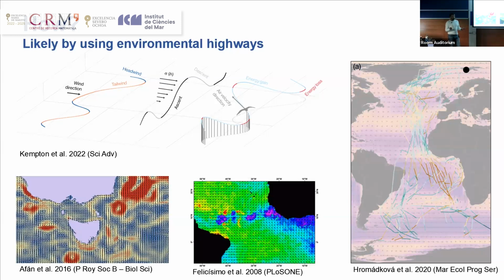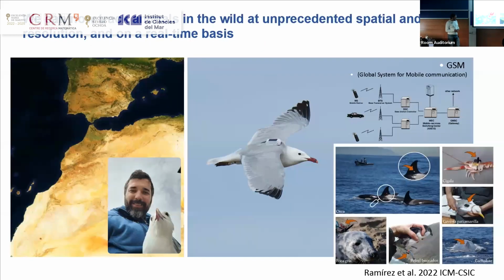And this is quite easy to understand conceptually, but it's very, very challenging to demonstrate empirically. And again, here, seabirds can emerge also as an ideal model species to investigate these kinds of issues. And this is because we can now track these animals in the wild at an unprecedented spatial and temporal resolution, and very often on a near real-time basis, like the example you can see here.